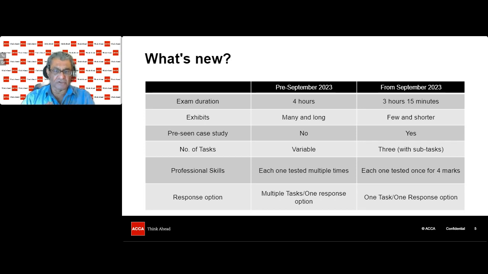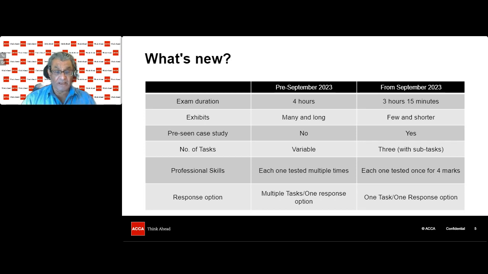With the new structure, each professional skill is tested only once, with a task, and each time it carries the full 4 marks. So here is an opportunity to really demonstrate, in detail and convincingly, that your answer is showing that professional skill. Professional skills is an area you need to feel extremely comfortable with.